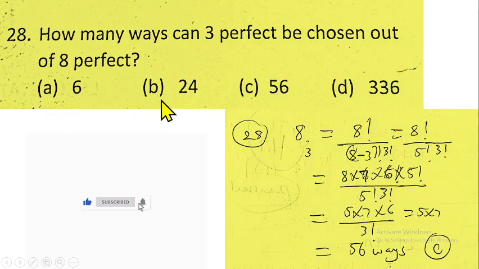Question number 28. How many ways can 3 prefects be chosen out of 8 prefects? So how many ways can 3 prefects be chosen out of 8 prefects? This is a combination. So this one will give us 8 combination 3.